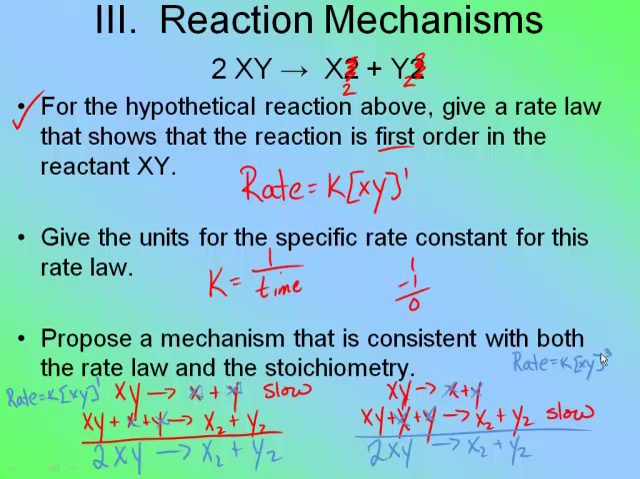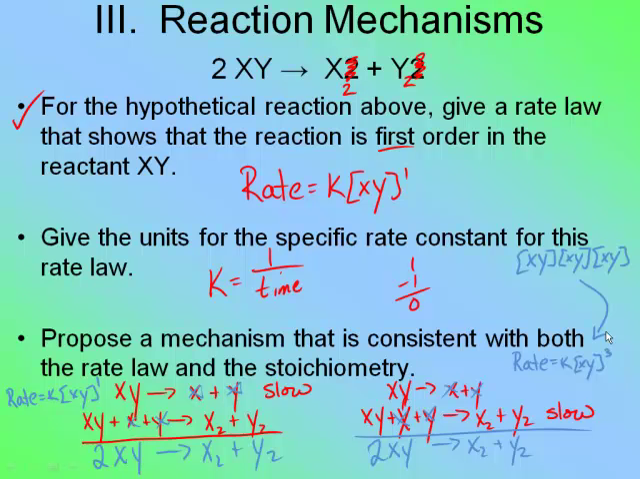I think that might have been a little confusing, so let me show you again. I'd have XY times X times Y. Okay? This X was created from XY, and this Y was also created from XY. And since they're intermediates, they can't be in the rate law. So I have to substitute out what makes them. Well, XY times XY times XY is XY cubed.